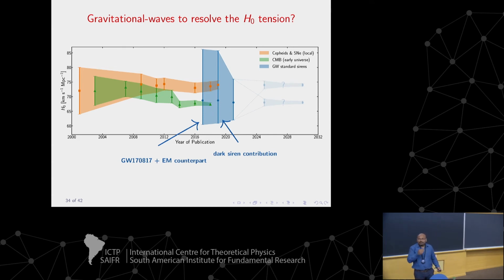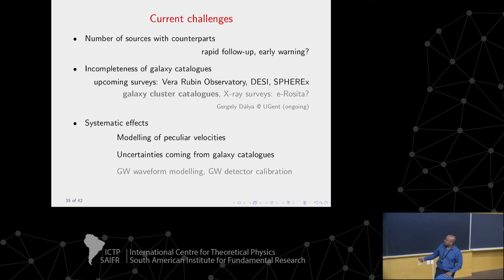Once again, we are trying to attempt a precise measurement. We have to be very concerned about accuracy. So we have to understand all kinds of systematic effects, which can come from modeling, from peculiar velocities on the electromagnetic side, and other uncertainties from galaxy catalogs, as well as on the gravitational wave side from waveform modeling or detector calibration, although these uncertainties are currently expected to be much lower than the other sources of error.